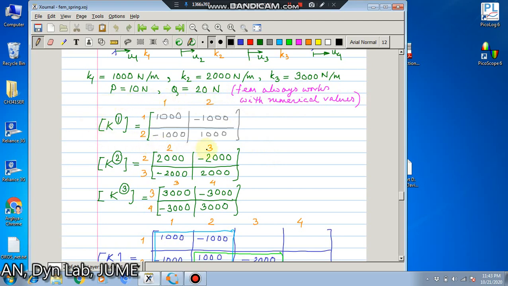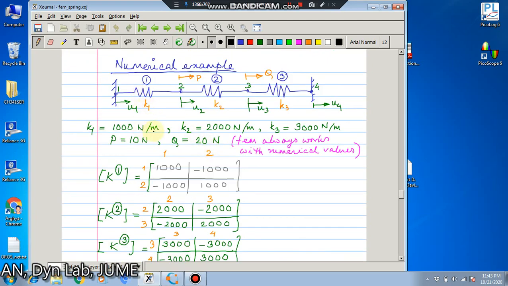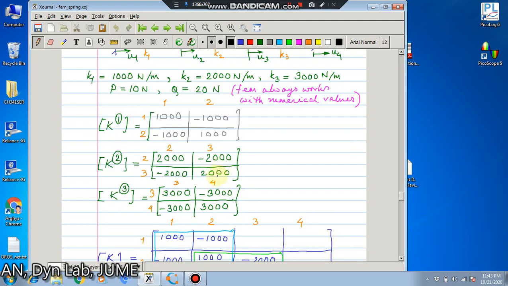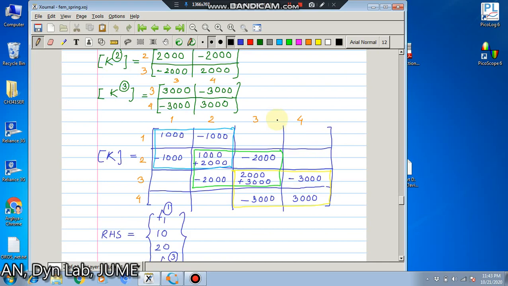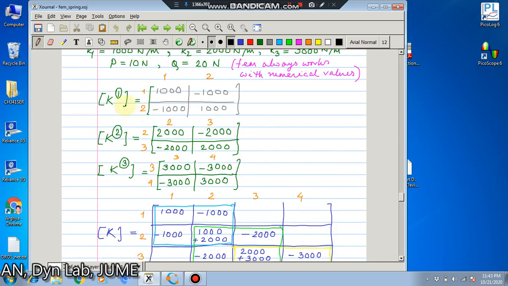So this is the stiffness matrix. Since the stiffness K1 is 1000, this is the stiffness matrix for element 1. K2 is 2000. This is the element stiffness matrix for element 2, and this is the element stiffness matrix of element 3. This one. Now, when we assemble, this 1 1 goes here, 1 2 goes here, 2 1 goes here, 2 2 goes here.